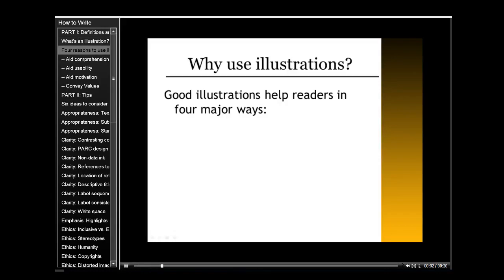Why do we want to use tables or figures? Good illustrations are going to help your readers in four major ways. They're going to aid comprehension. They're going to aid usability. They'll aid motivation, and they will also convey values. Let's talk about each of these things in turn.